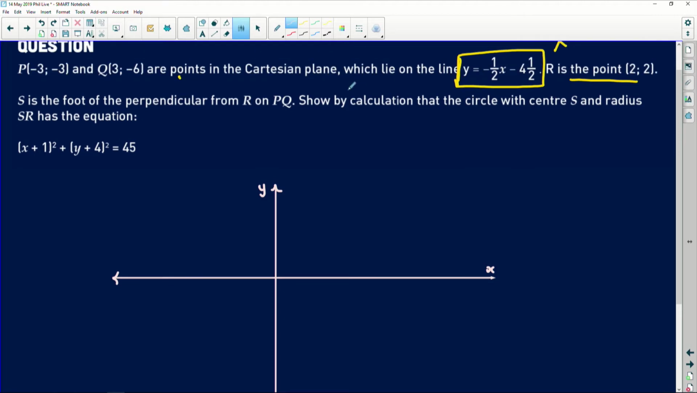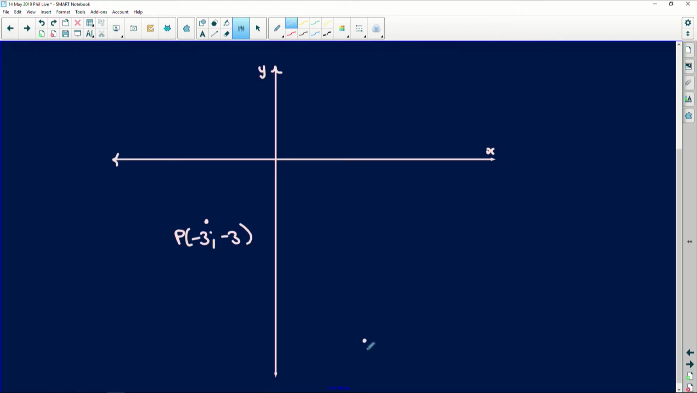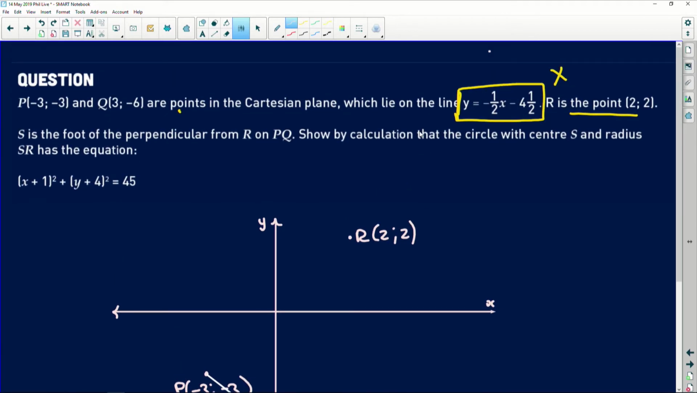So P is at -3, -3, so I'm going to put it about there. -3, -3, and Q is at 3 and -6, so that'll be about down here. 3, -6. So these guys are joined by the same line, which is defined by that equation that was given to us up top. Then they say that R sits at point 2, 2. So that is the interpretation of the first half.